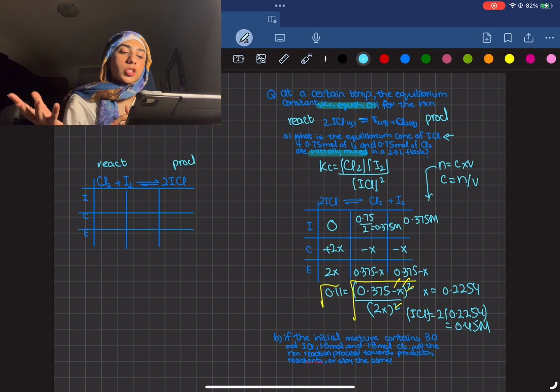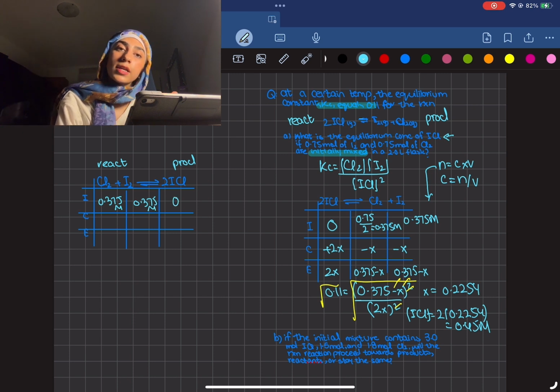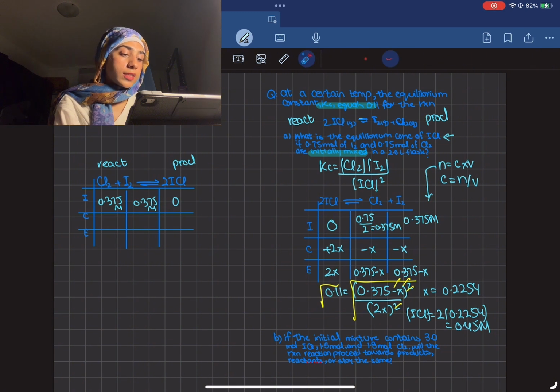So let's say I shift the equation. So over here I'll try filling it up now. So initially 0.375 molar, 0.375 molar available, and ICl, obviously it's a product now, so it's 0, similar to how we did it for this ice table.